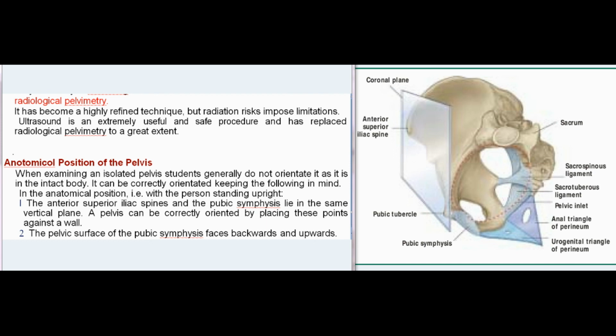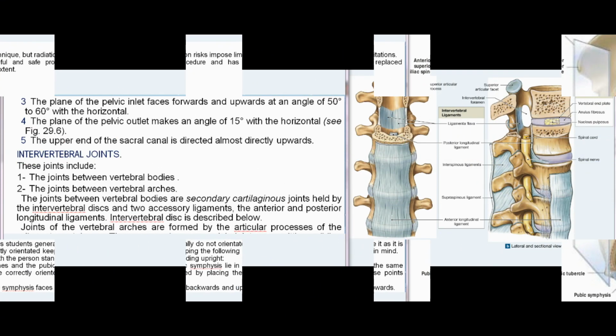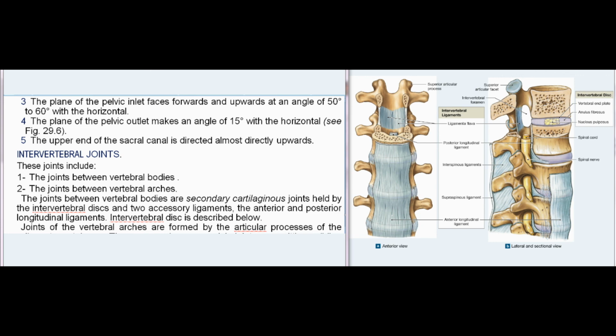2. The pelvic surface of the pubic symphysis faces backwards and upwards. 3. The plane of the pelvic inlet faces forwards and upwards at an angle of 50 degrees to 60 degrees with the horizontal. 4. The plane of the pelvic outlet makes an angle of 15 degrees with the horizontal, see Fig 29.6. 5. The upper end of the sacral canal is directed almost directly upwards.